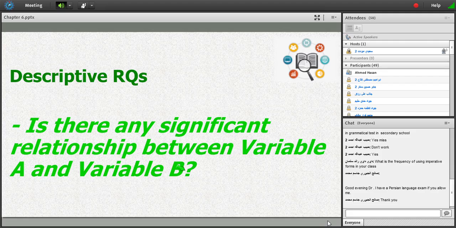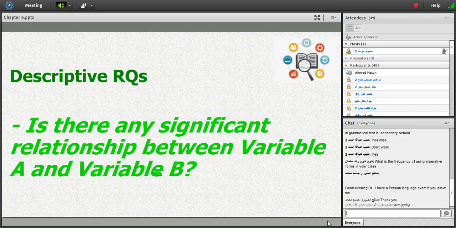We check their relationship. The pattern of the question is this. Is there any significant relationship between variable A and variable B? This is the model, this is the pattern that we have for the second type of descriptive research question that checks the relationship between and among different variables.